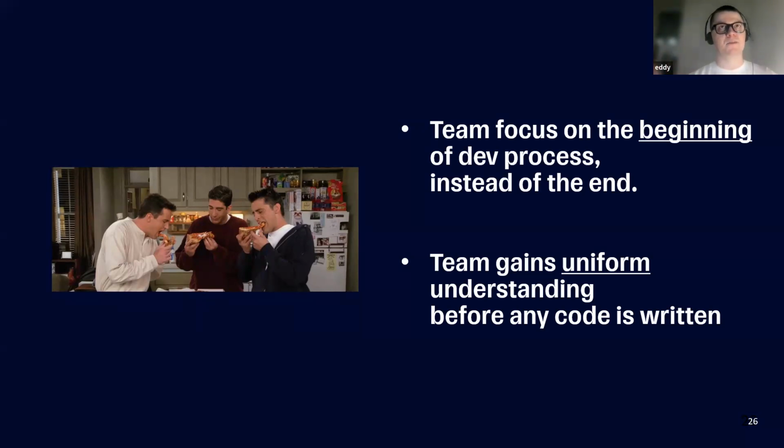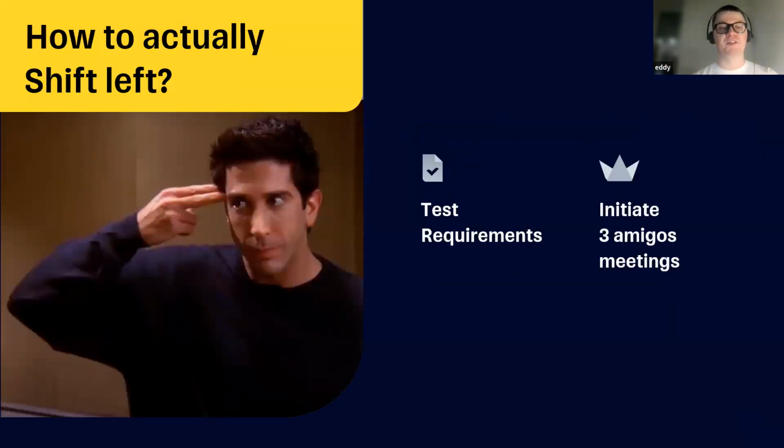Let's try and discuss the practical part as well. How do you actually shift your testing left? How do you shift it to the beginning of the process? And here we have two key points. First of all, you have to test your requirements. And secondly, you have to initiate Three Amigos meetings. And so meetings and tested requirements really help make your tasks more efficient and deliver them faster.